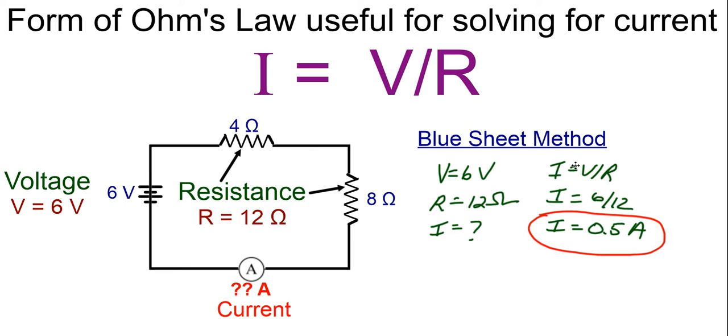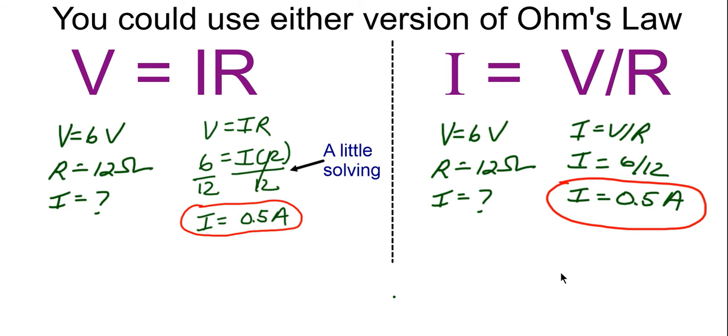Then you can find that formula. I'll put down this easier version of it. Plug in 6 for V, 12 for R. My current is 0.5 amperes, 0.5A. Easy enough, right? Use the blue sheet method though. If you don't, you're gonna wish you did on the test.